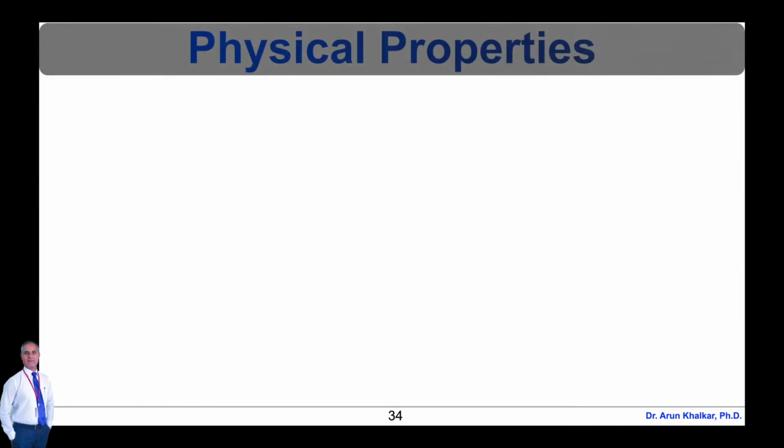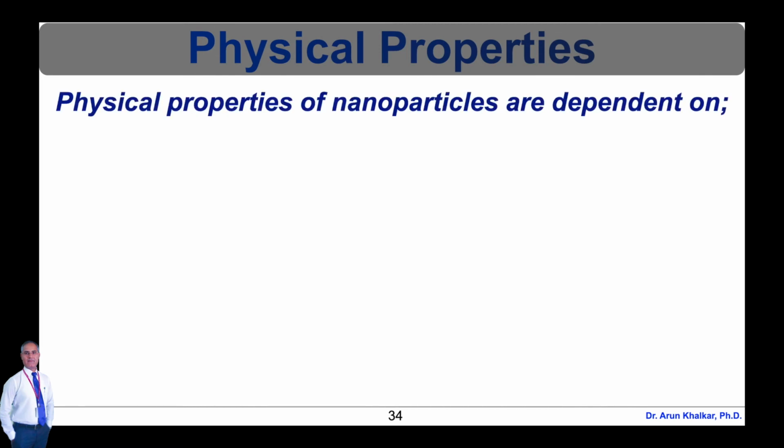Now let's see the next property of nanomaterials, that is physical properties. Nanoparticles consist of three layers: the surface layer, the shell layer, and the core. The surface layer usually consists of a variety of molecules such as metal ions, surfactants, and polymers.